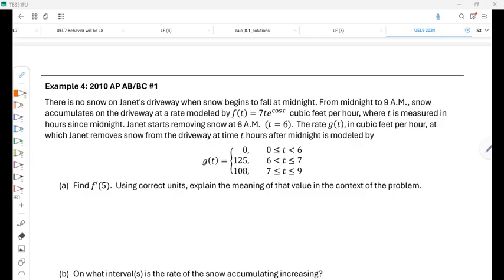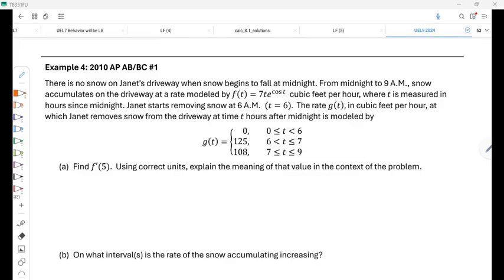Alrighty, so again, we saw this one. The Mighty Cable one was a swap out. We had something different there in B11, but this was there in B11 when we did this the first time around. There's no snow on Janet's driveway when snow begins to fall at midnight. From midnight to 9 a.m., which is nice because t is going to equal the actual hour of the day because it started at midnight.